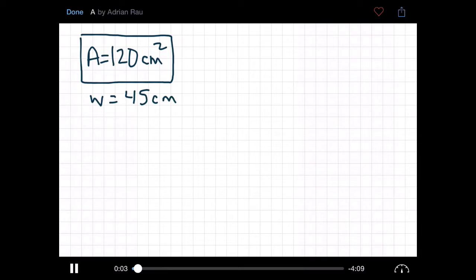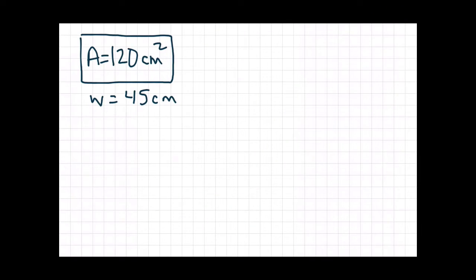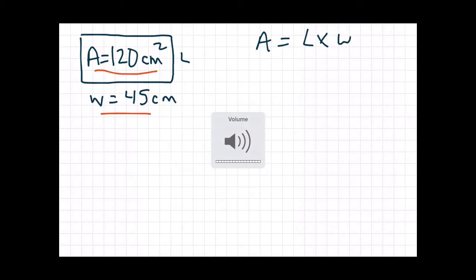In this video, grade 8, we're going to be solving for the missing side length, which I'm going to call the length. We are given the area, and the other constant we are given is the width. So we're going to start with the formula area equals length times width. We're going to simplify this expression by getting rid of the multiplication sign and writing it down as LW.